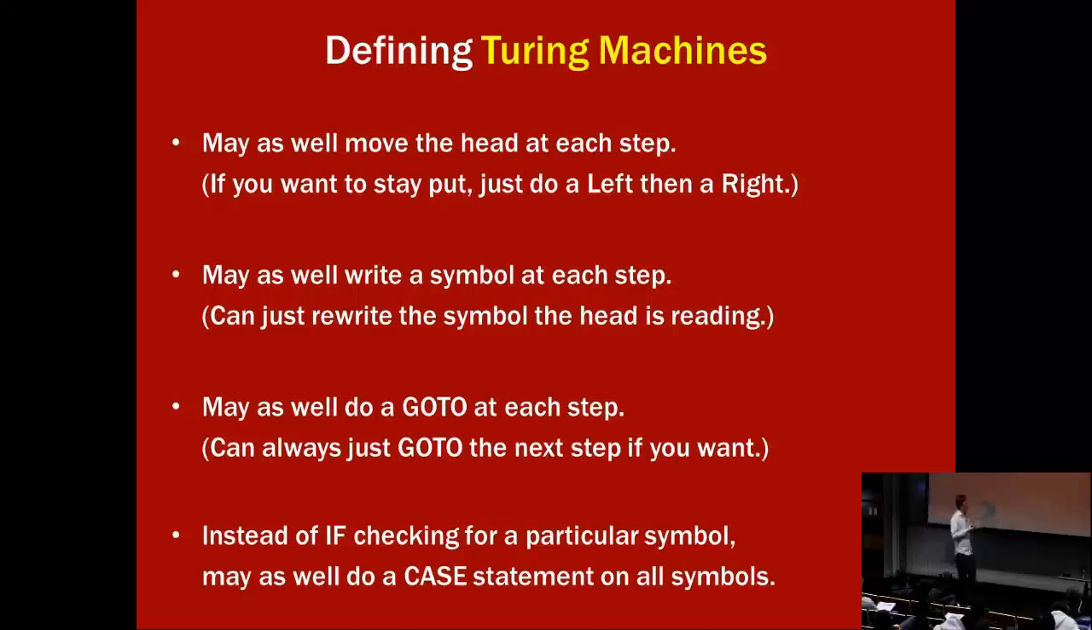And he also said, you may as well also just write a symbol at every step. He kind of wanted to get it down to one instruction, is the idea. Because if you don't want to write a symbol, then just write the same symbol that you're reading. And it's effectively like not writing a symbol. And you also may as well do a goto at each step. I mean, if you didn't want to do a goto, then you could go to the next line.